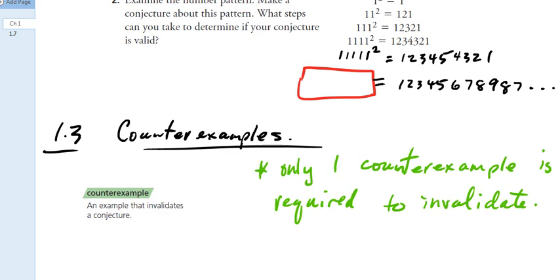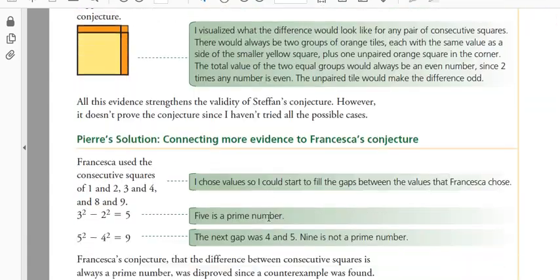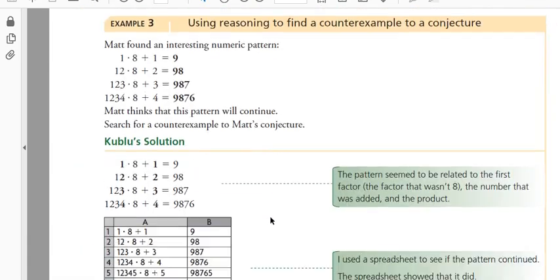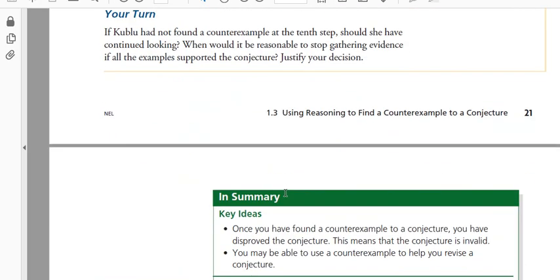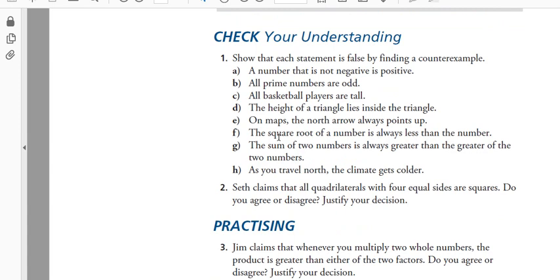So let's take a look at your assignment here. I'm just going to kind of skip through here. So there's different number patterns and all that sort of stuff. So look at number 1. Let's take a look at number 1 here. Show that each statement is false by finding a counterexample. So this will be part of your assignments. You might want to write this down and jot down some of these answers, but we'll go through some of them together, okay?